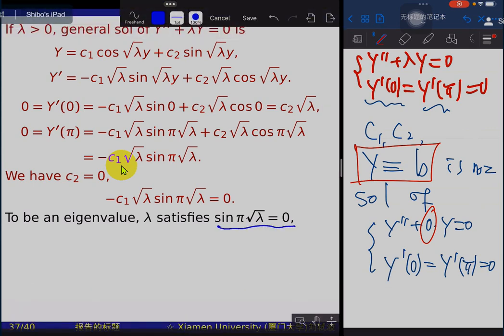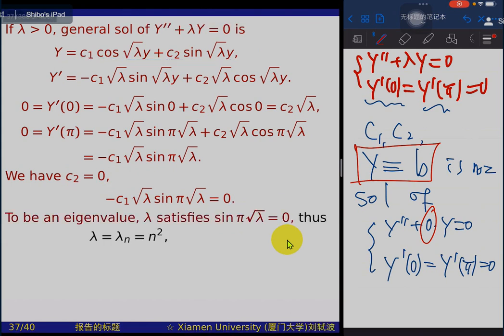Okay? Because C1 is not 0. Why is C1 not 0? Because we already have C2 equal to 0. If C1 is also 0, then the capital Y is identically 0, and then lambda is not an eigenvalue. So if you want to find an eigenvalue lambda, lambda has to satisfy this condition: sine of pi times square root of lambda equals 0.